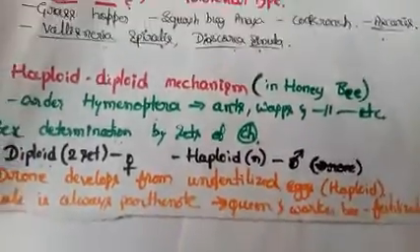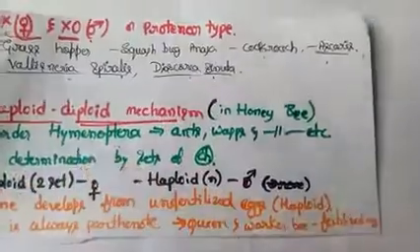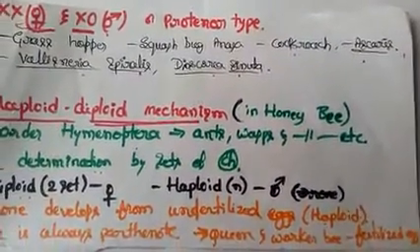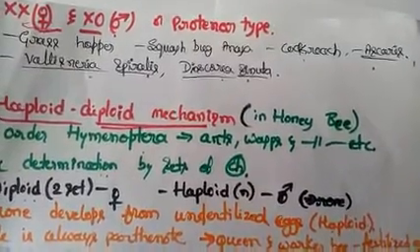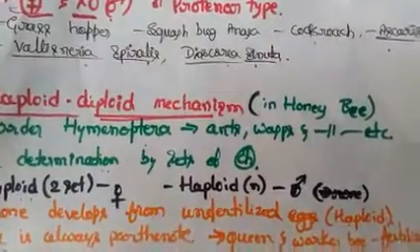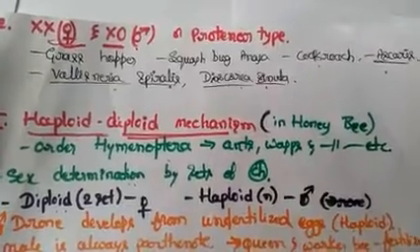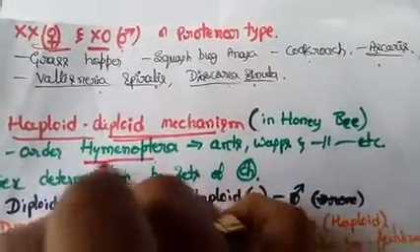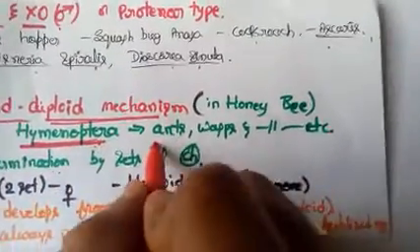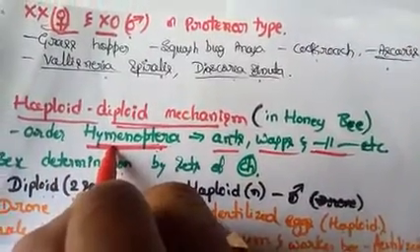Coming to another very important one, the haploid diploid mechanism. As I said, there are three different mechanisms: one is the allosomic, another one is the haploid diploid, and another one is the genic theory. Now we are going to discuss the haploid diploid mechanism, especially in honeybees. In the insects of the order Hymenoptera, especially ants, wasps and honeybees, they all come under the order called Hymenoptera taxonomically.